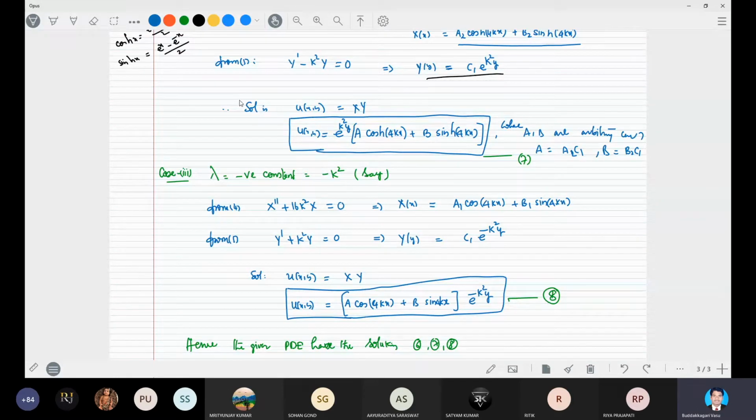So out of these possible solutions, we have to choose the suitable solution for the given problem based on the given boundary and initial conditions. You verify which of these possible solutions satisfies the boundary conditions. For that, we have to choose that solution. Okay.